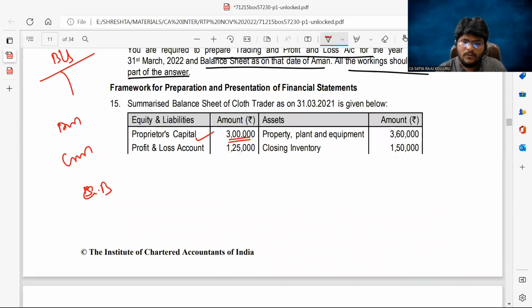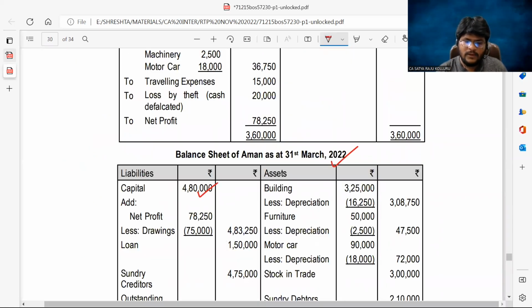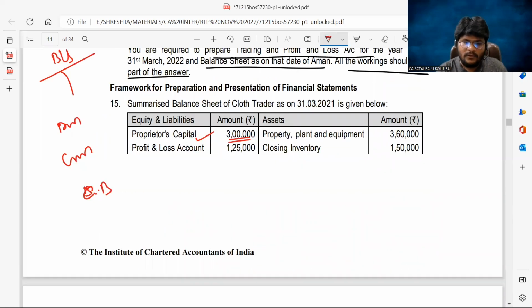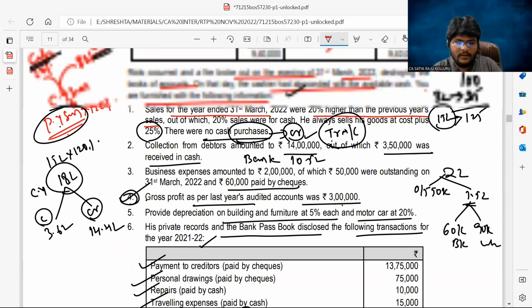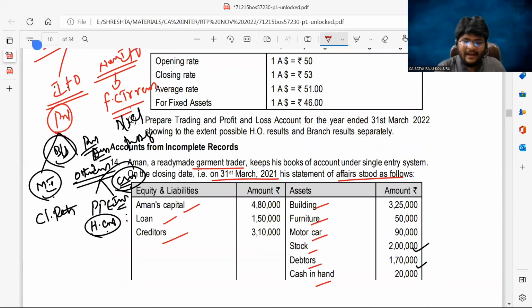One second. And how are they getting 4,80,000? It is only 3 lakhs available, right? I'm seeing the wrong problem. Just a second, guys. I'm so sorry. Okay, yeah. Capital here, it is 4,80,000.